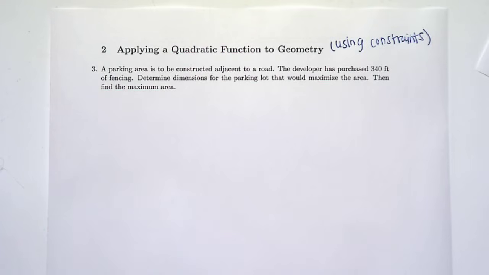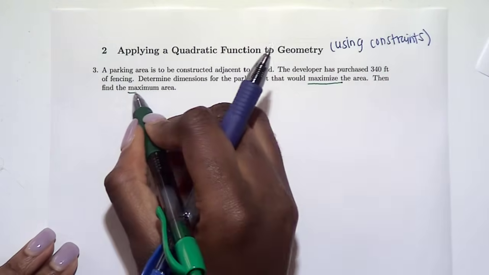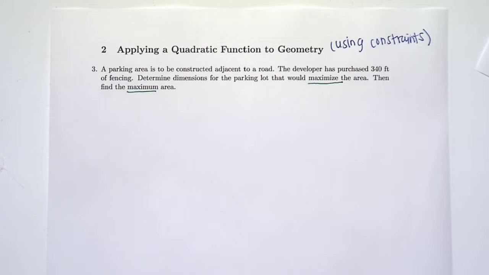A parking area is to be constructed adjacent, so next to a road. The developer has purchased 340 feet of fencing. Determine dimensions for the parking lot that would maximize the area, then find the maximum area. So right away, it may not be completely clear that we need a quadratic function to do this, but notice the word maximize. Right? We want to maximize the area. Okay, so when you think about different types of functions with a maximum, well, a parabola has one true maximum, so maybe we can use that to help.